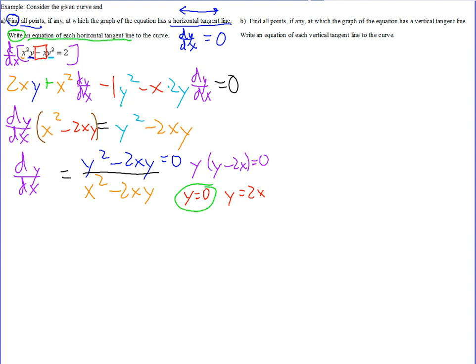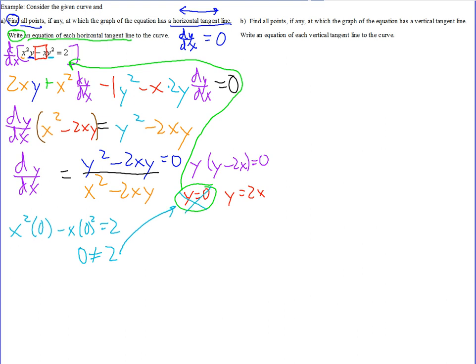So let's start with y equals 0. Put it back in here. Well, if we substitute in 0 for y, let's see what we get. We get x squared times 0 minus x times 0 squared. But the 0 wipes out the whole left side. We get 0 equals 2, but we know 0 does not equal 2, so that doesn't work. So that tells us y can never equal 0, so that's not a possibility. But we do have another possibility that might work, y equals 2x.